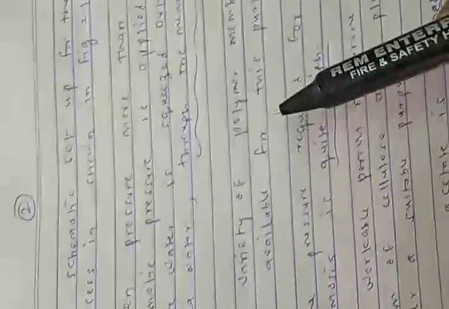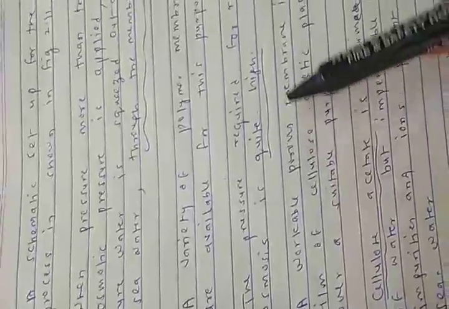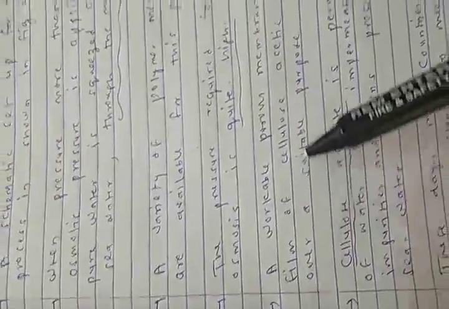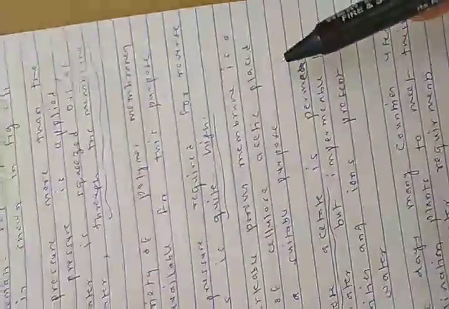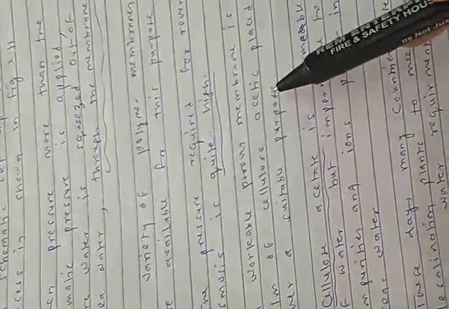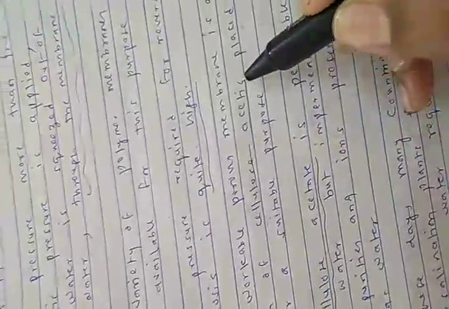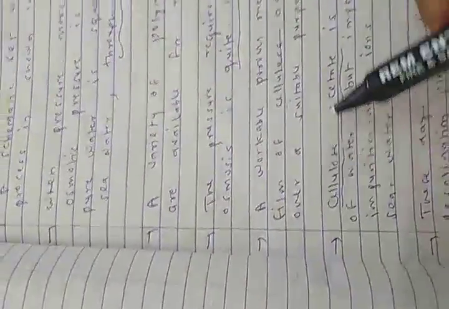Now, a variety of polymer membranes are available for this purpose. Okay, these are polymer membranes. The pressure required for reverse osmosis is quite high. A workable porous membrane is a film of cellulose acetate. Okay, the membrane is made up of cellulose acetate placed over a suitable support. Here we are keeping cellulose acetate.